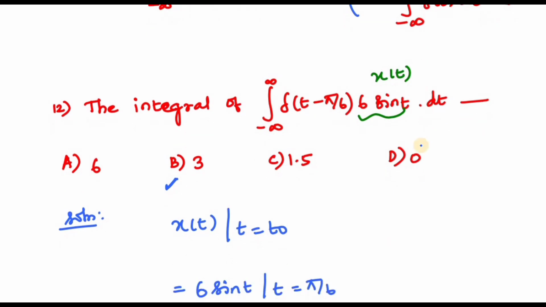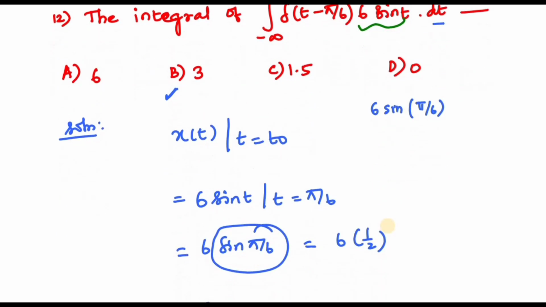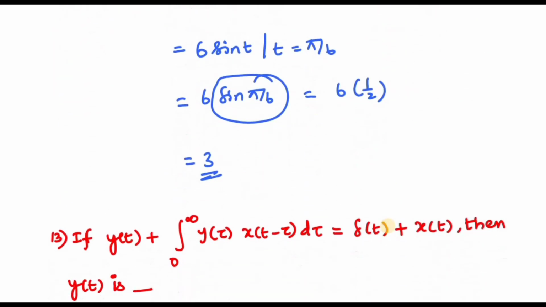Next, see here the integral from minus infinity to infinity of del of t minus pi by 6. Here you have to substitute the t value. So t is equal to pi by 6. Only then does del become 0. So you will get 6 sine pi by 6. What is sine pi by 6? Sine pi by 6 is 1 by 2. So you will get the answer as 3.